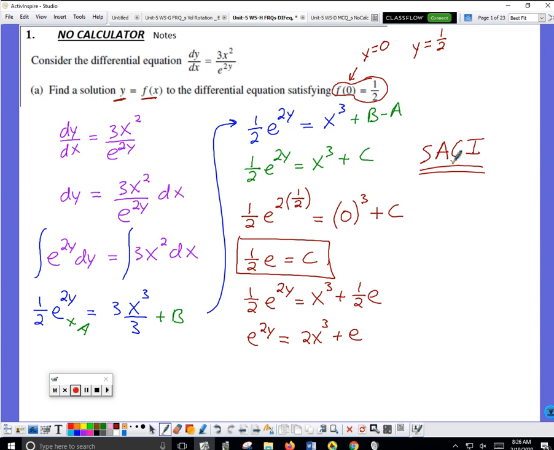C is for, I wanted it to rhyme, so I call it separate, anti-differentiate. I had to make up a word: constantate. I like it. Find the constant. I is for isolate. Get the y alone.